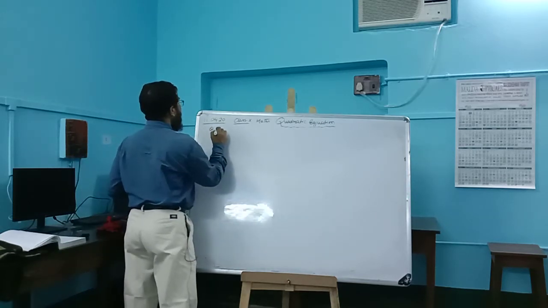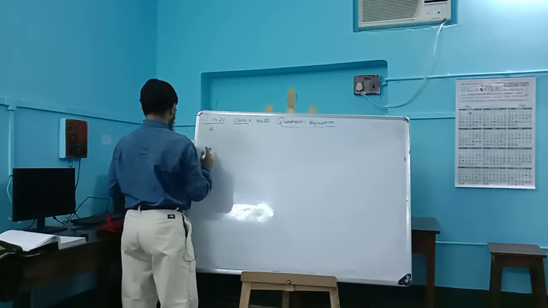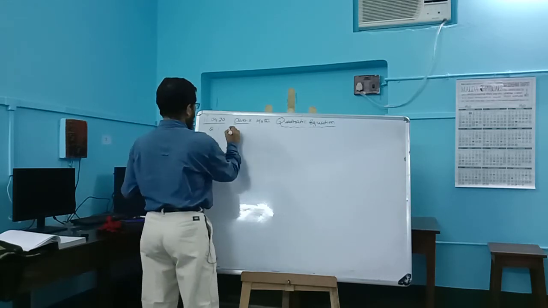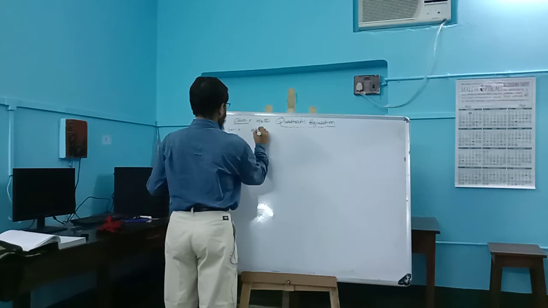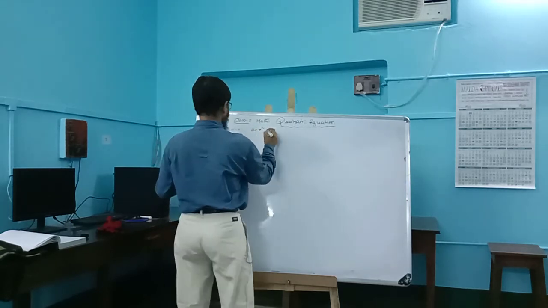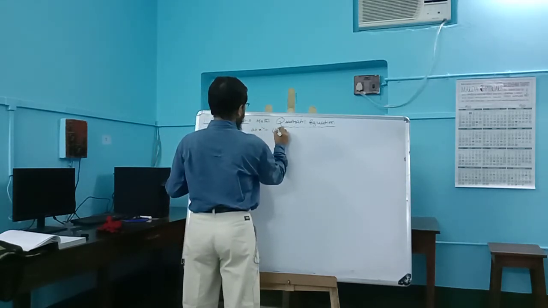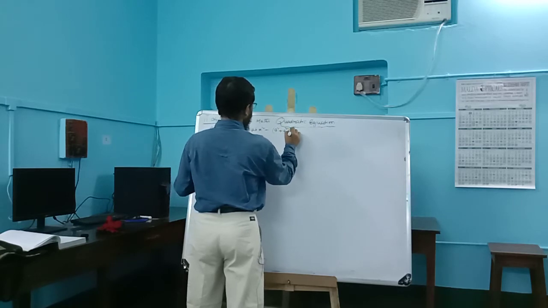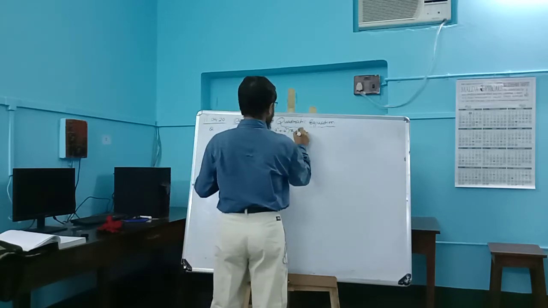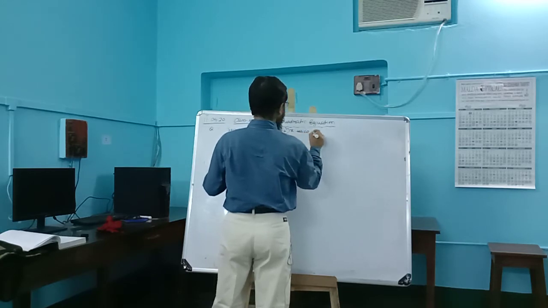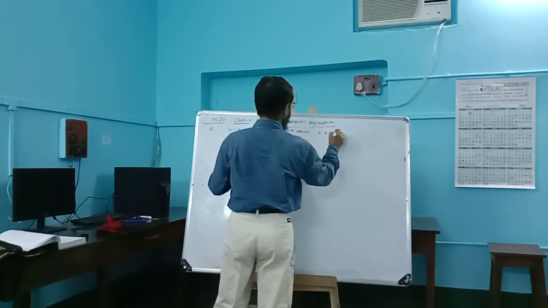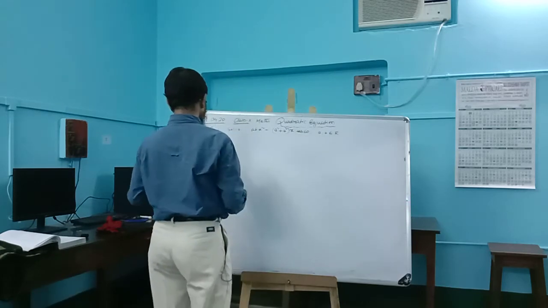Question number 1. Solve abx² − (a² + b²)x + ab = 0, where a and b belong to real numbers.